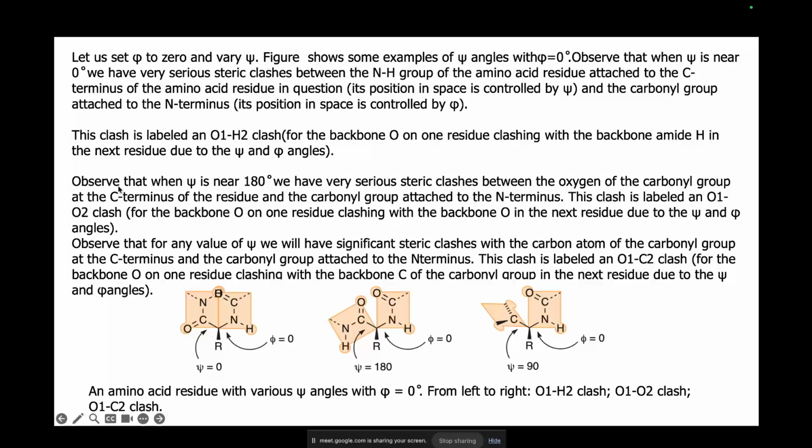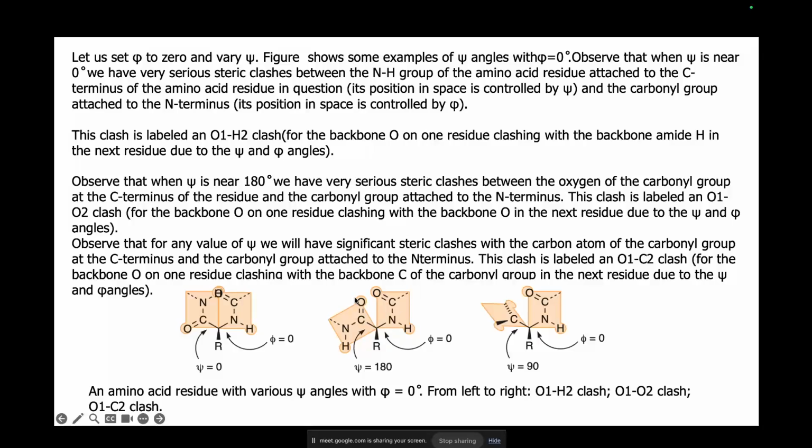Now, if you have psi as 180, we do not have very serious steric clashes between the oxygen of the carbonyl atom at the C terminus of the residue and the carbonyl atom attached to the N terminus group. This clash is labeled as O1O2 clash because these two oxygens are clashing with each other. And if you have any value of psi, we have significant steric clashes with the carbon atom of the carbonyl group at the C terminal and the carbonyl group attached to the N terminal. This particular set of clashes is known as O1C2 clash for the oxygen backbone and the carbon of the carbonyl group in the next residue due to the psi and the phi angles.